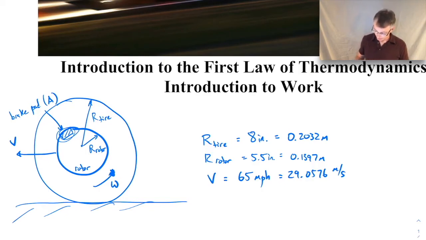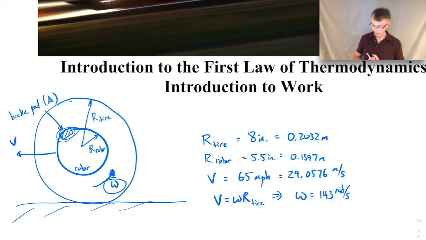The reason I want that is because I'm trying to find the rotational speed of the wheel. You know from your dynamics or physics course that velocity is omega times r. In this case, the velocity of the car would be omega times r of the tire. So you can calculate omega, and that comes out to be 143 radians per second.